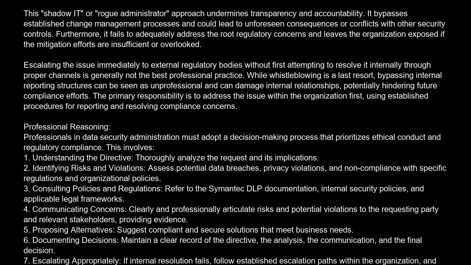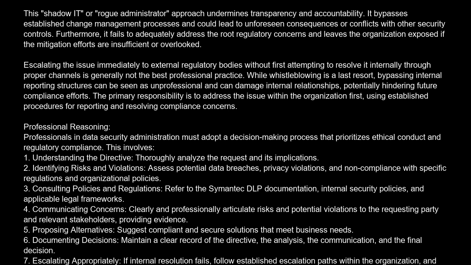Professional reasoning. Professionals in data security administration must adopt a decision-making process that prioritizes ethical conduct and regulatory compliance. This involves 1. Understanding the directive, thoroughly analyze the request and its implications. 2. Identifying risks and violations, assess potential data breaches, privacy violations, and non-compliance with specific regulations and organizational policies. 3. Consulting policies and regulations. Refer to the Symantec DLP documentation, internal security policies, and applicable legal frameworks.